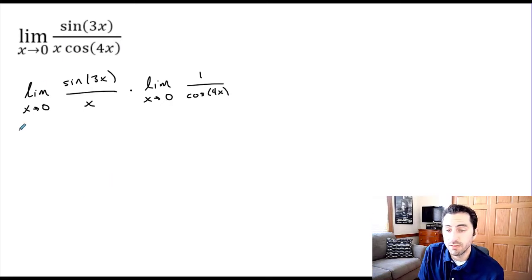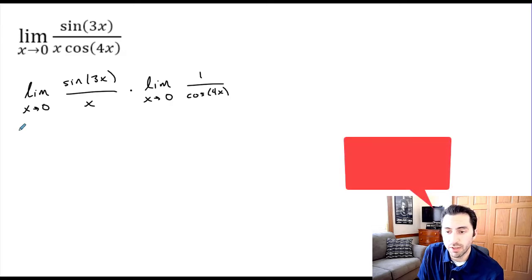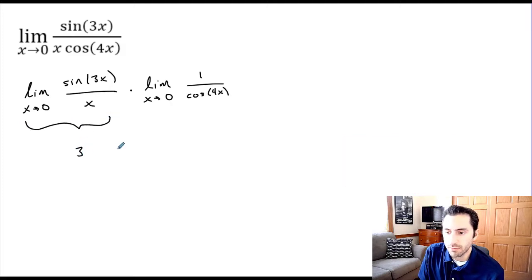So this first limit is one of the results we saw earlier. The limit of the sine of 3x divided by x is going to work out to be just 3. And then times, we still have our second one here, 1 divided by the cosine of 4x. But if I think about that value of 0, that is in the domain of this function, right? If I plug in 0 to cosine, I just get a value of 1. So this will work out. We can just evaluate this by plugging in 0.